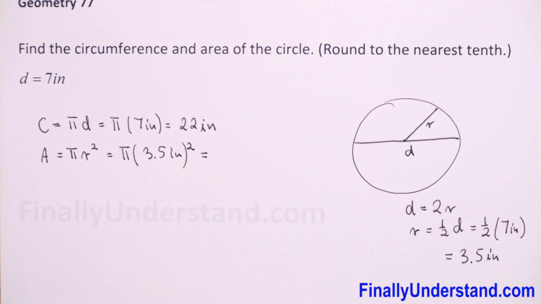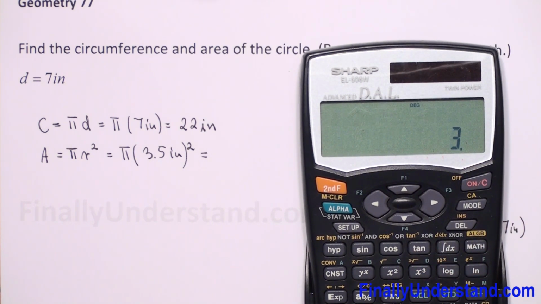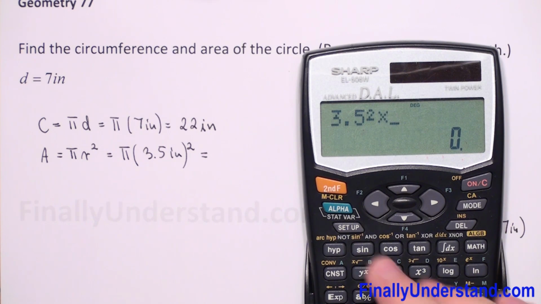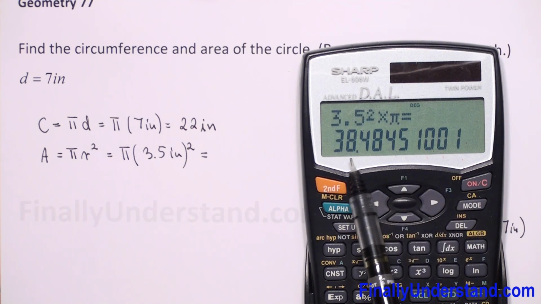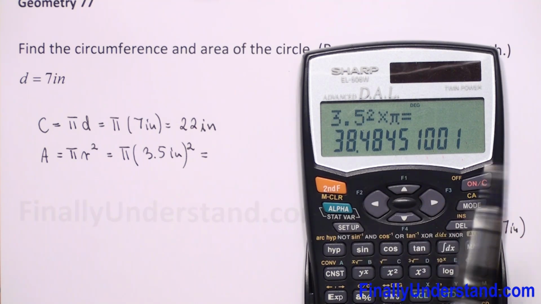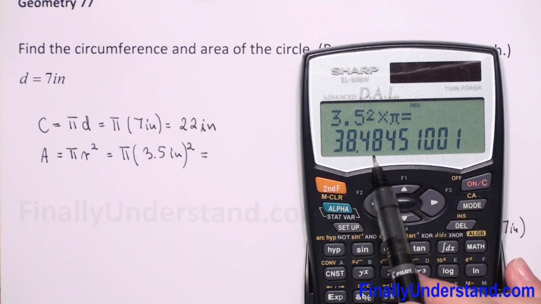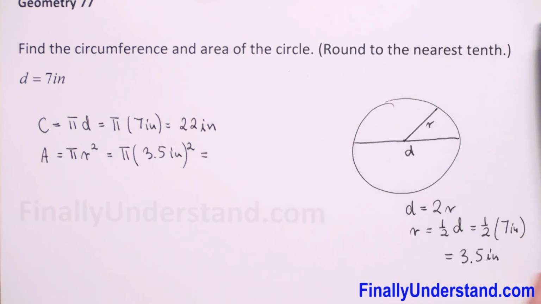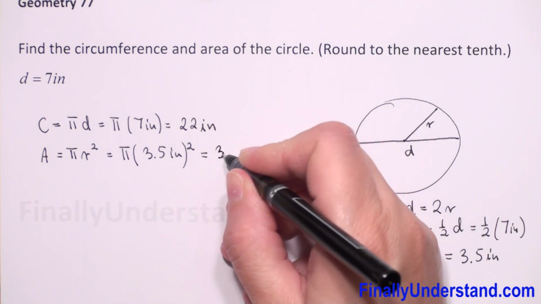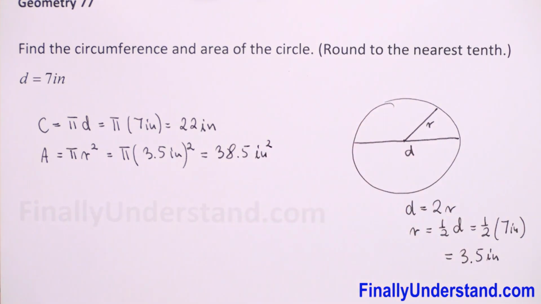So this is equal, you can use calculator. We have 3.5 square times pi, so this is equal, and we have to round to the nearest tenth, so it will be 38.5, because the number after 4 is 8, greater than 5, so we have to add 1 to 4. So we have 38.5 square inches. This is my solution.